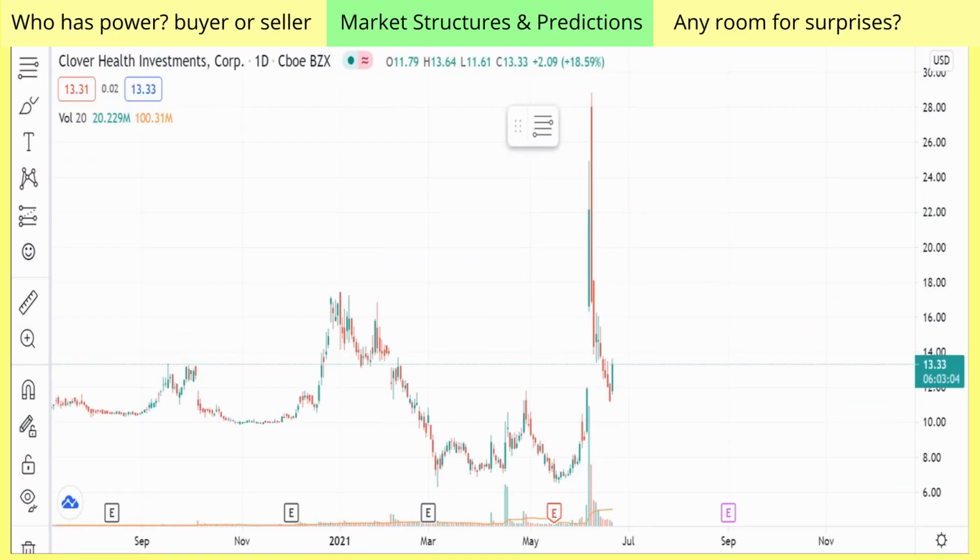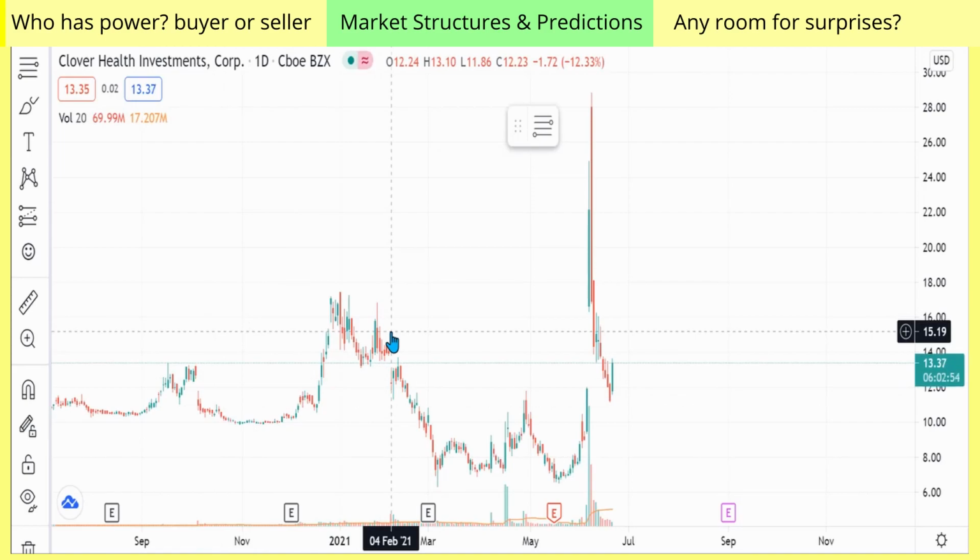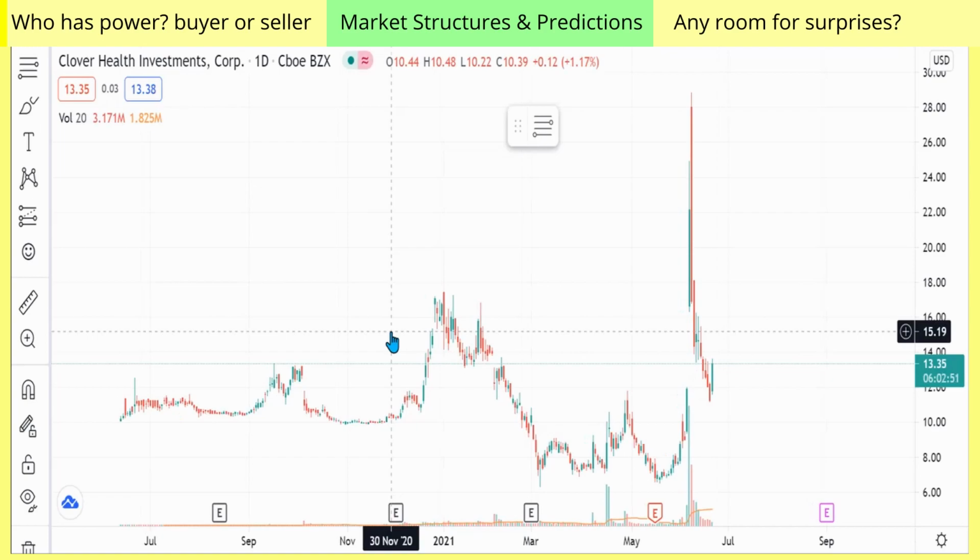Okay, so now we're going to begin our analysis. I'm going to divide the analysis into three parts. The first part is to look at the big picture, the long term time frame. How is the stock doing? We're going to look at the power that exists in this particular stock. Who has the power, the buyer or the seller? Because whichever of them has the power will decide the trend of this stock. So it's very important to know who has the power, the buyer, the seller, or neither of them.